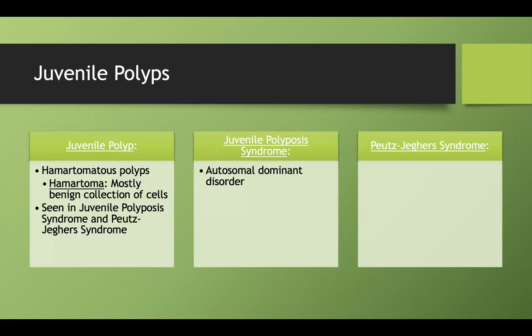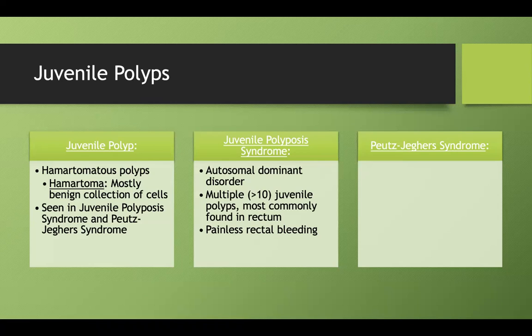Let's start with juvenile polyposis syndrome. This is an autosomal dominant disorder. And as the name suggests, you get multiple juvenile polyps, usually found in the rectum. And because of all these polyps, your presentation is going to include painless rectal bleeding. And because they're mostly benign, but do have some malignant potential, this does increase your cancer risk. So you have to get surveillance colonoscopies.